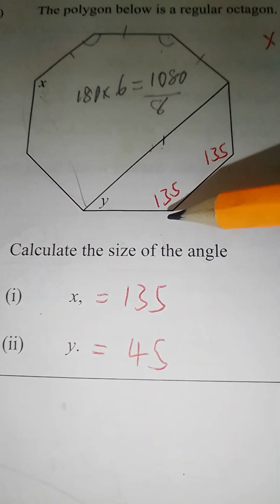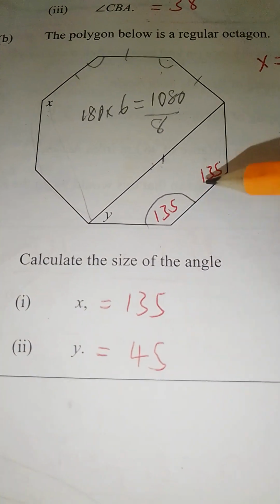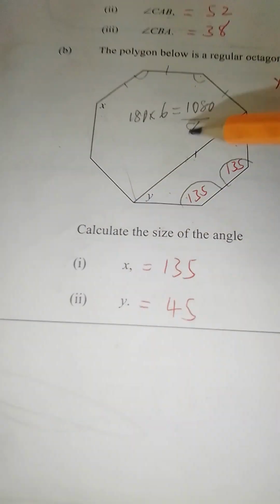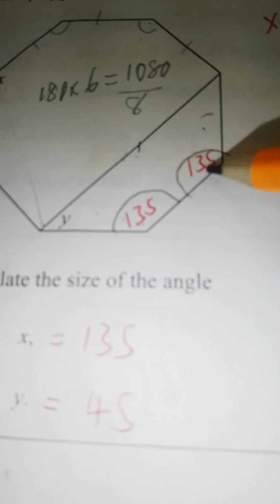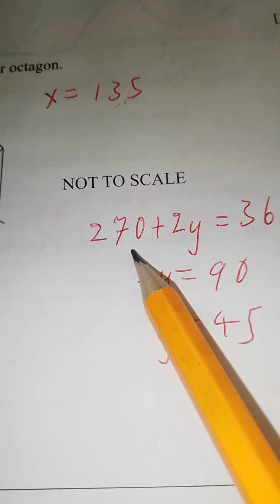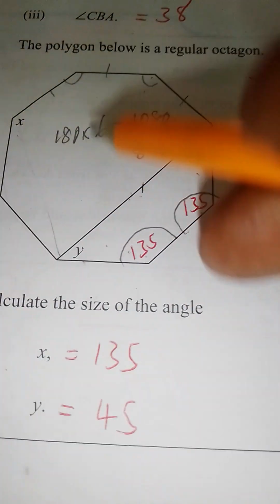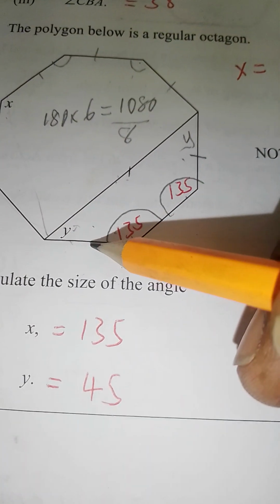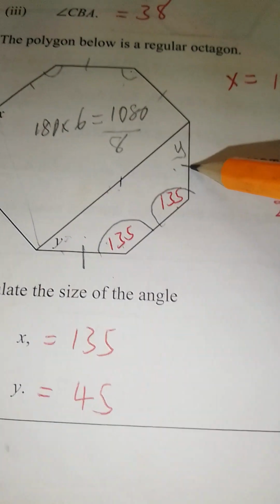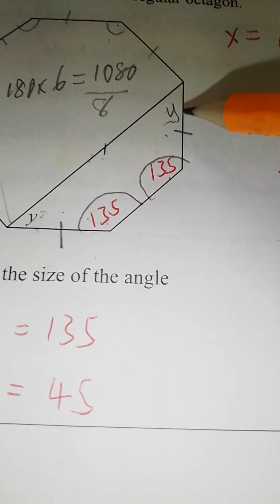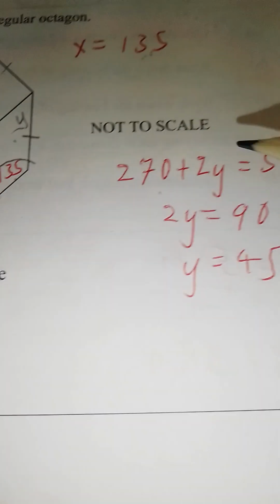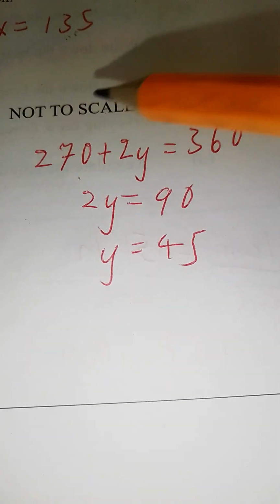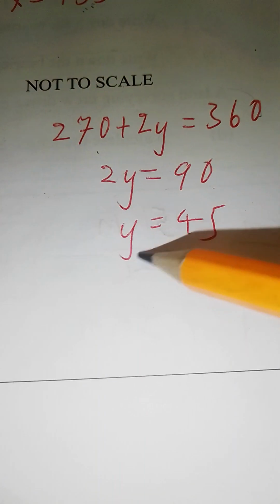Watch here. If this is 135 and this is 135, what do I know about angles inside of a quadrilateral? They add up to 360. Therefore, I get 135 plus 135 is going to be 270. Y plus y, because if this is y, this also is y, because these two sides are equal, and this is an isosceles trapezium. That means the two base angles are equal. So I get 270 plus 2y is equal to 360. Bring over 270, I get 2y is equal to 90, y is equal to 45 degrees.